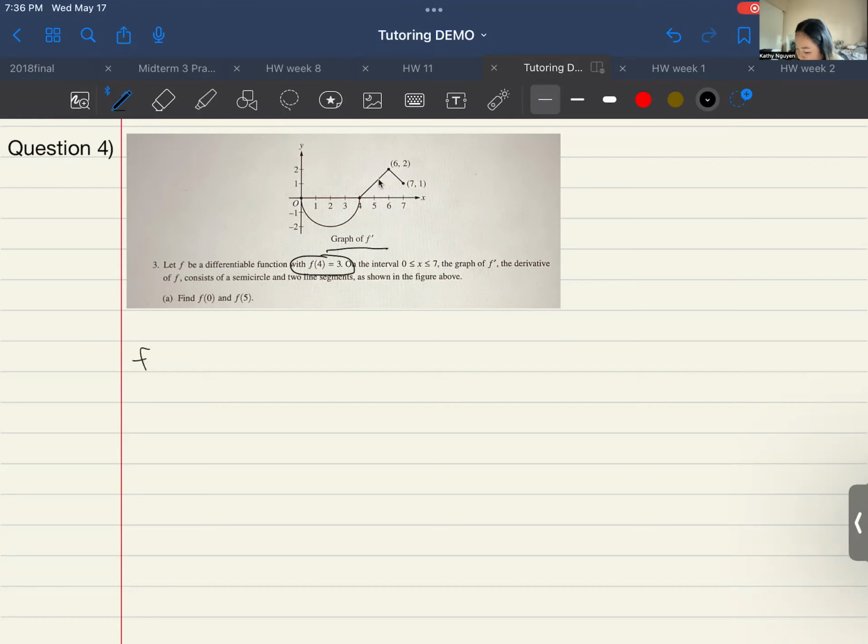So first we need to find f of 0. So first, we're using what we have. So we have f of 4, and then to get from f of 4 to f of 0, we need to use the integral of the derivative to see the net change. So you want to add, you're starting at 4 and you're trying to go to 0. So from 4 to 0 of f prime of x.